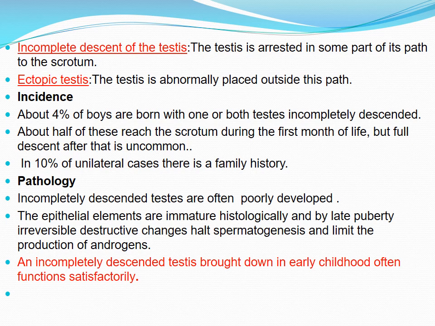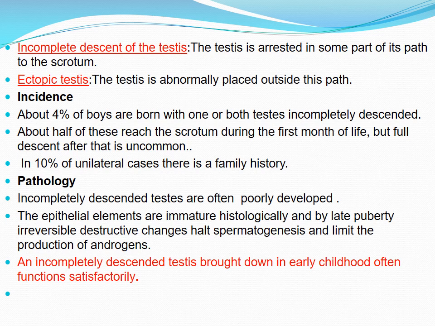About 4% of boys are born with one or both testes incompletely descended. In half of these, the testes will reach the scrotum during the first month of life, but full descent after that is uncommon, unlikely. In 10% of unilateral cases there is a family history.